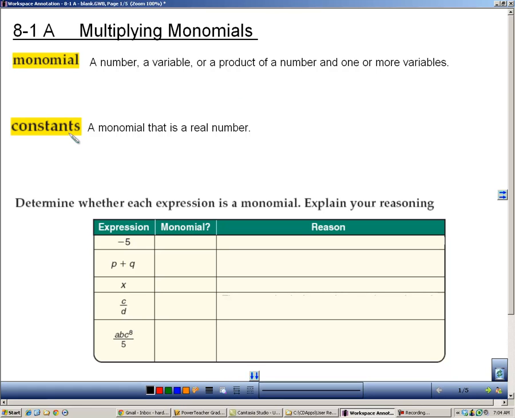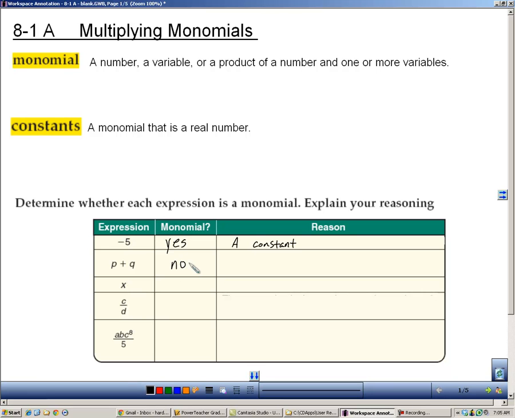Now, a constant is a monomial that is just a number. It doesn't have any letters with it, so as long as it's a real number, it's called a constant. Let's do some examples down here to give you an illustration of that. I want to look at an expression and tell if it is a monomial, yes or no. So the number is -5, and this is a monomial. The reason why is because it's a constant. It has no variables with it, but it's a number, and by definition, constants are monomials.